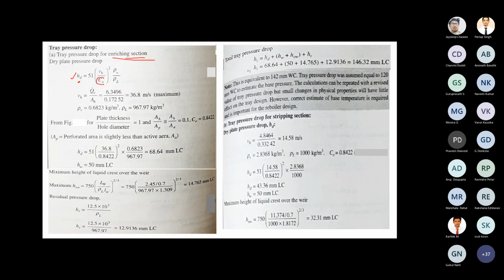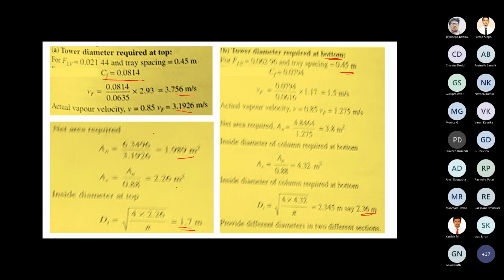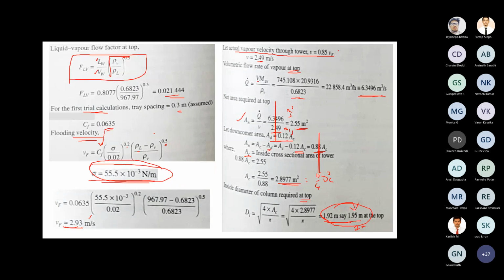Here you have to calculate the orifice coefficient C0. So VH is QV by AH, that is 36.8 meter per second. Here you are selecting not based on this turn down ratio. For weeping velocity you have to select the liquid velocity; here you have to use the vapor velocity, QV by AH. That is 6.3496. I think that we have calculated already. During the tower diameter calculation we have done it. This is your V.